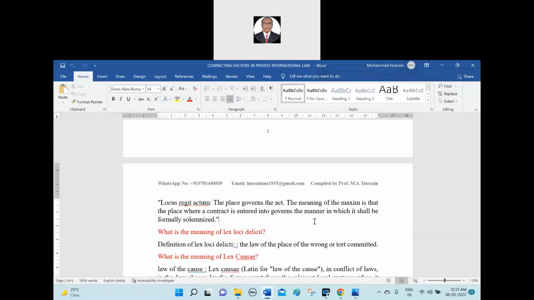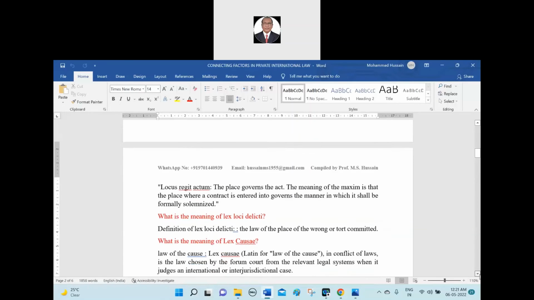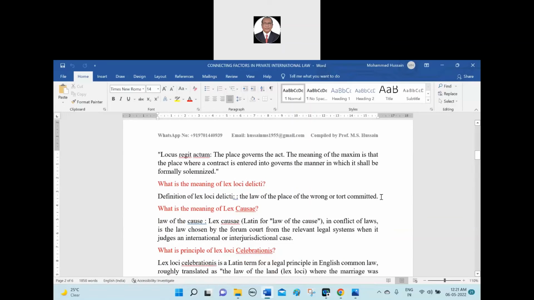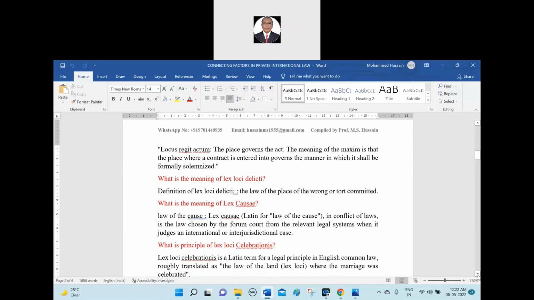Okay. Now let us see what is the meaning of lex loci delicti. Already told you. The place where the wrong or tort is committed. Also one word we can use, lex loci damni, where the damage has occurred. But do you think the damage occurs only in the law of tort? It may occur in contract also. Are you following me? Why contract? In matrimonial remedies also there will be damages occurring. But naturally they will say the rights there.